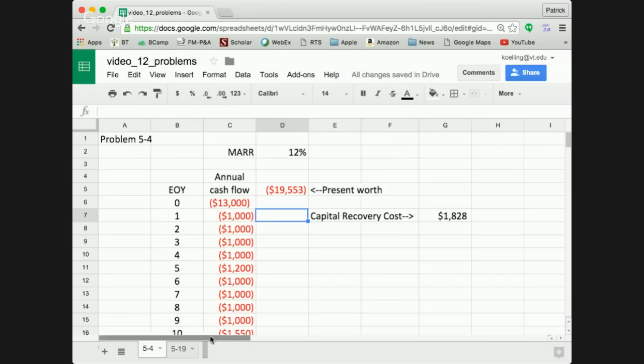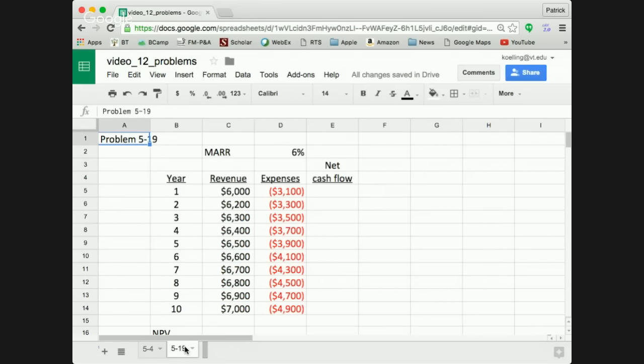Okay, let's look at the next problem, which is problem 5-19 in the back of chapter 5 in your text. There's some words around this. I've put the table with the numbers in here, so we'll work primarily with that. Here is the relevant text. Assume that all cash flows occur at the end of each year, and that the purchase and sale of this property, we're talking about rental property, are not relevant to the study.